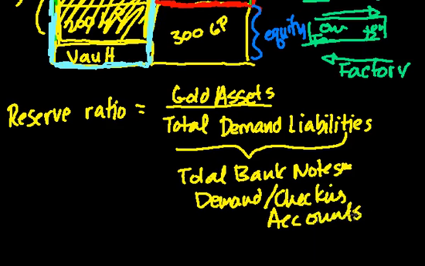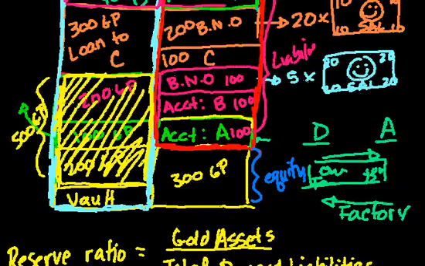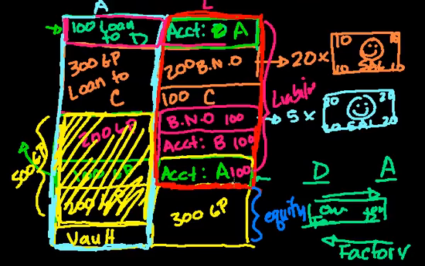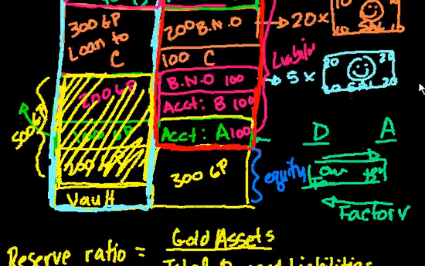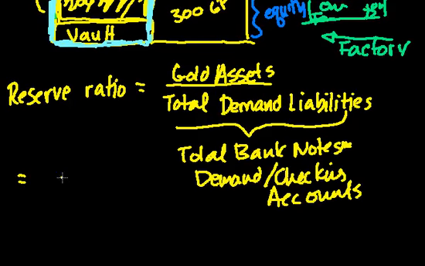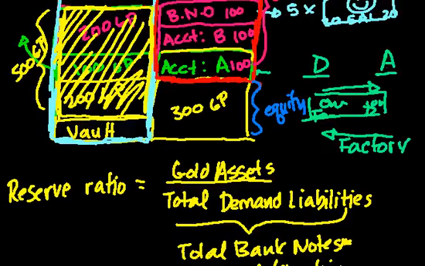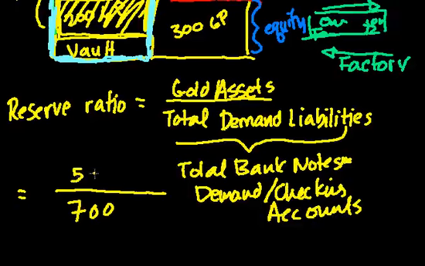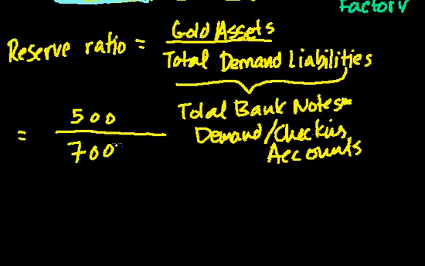So let's see what it is for this bank that we have here. Our total gold assets are 500, and what's our total demand accounts? Let's see, it's 100 plus 100 plus 100 plus 100. 1, 2, 3, 400, 600, and I think there was another 100 here, 700. So the total demand liabilities I just figured out was 700, and the gold assets in this bank are 500. So right now the reserve ratio of this bank is pretty high, 5/7.